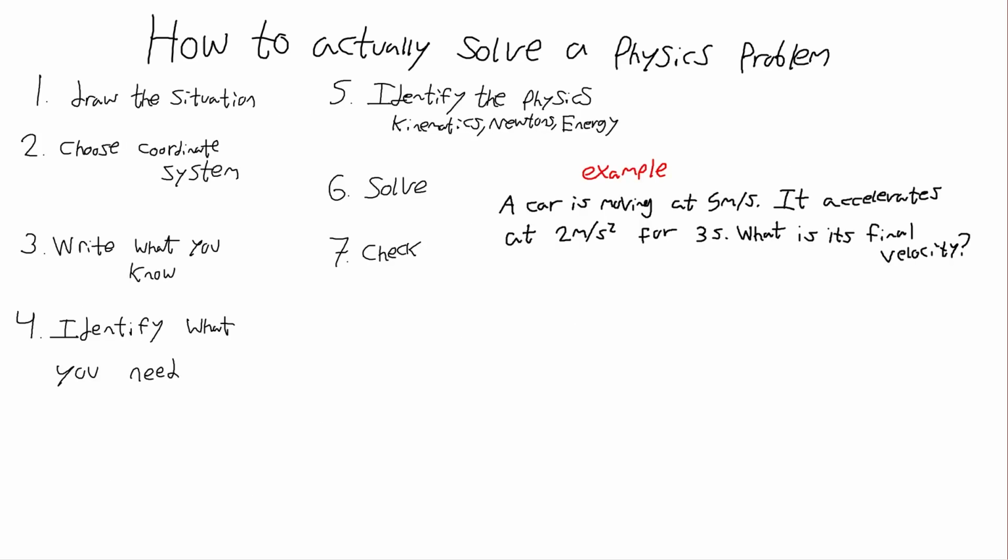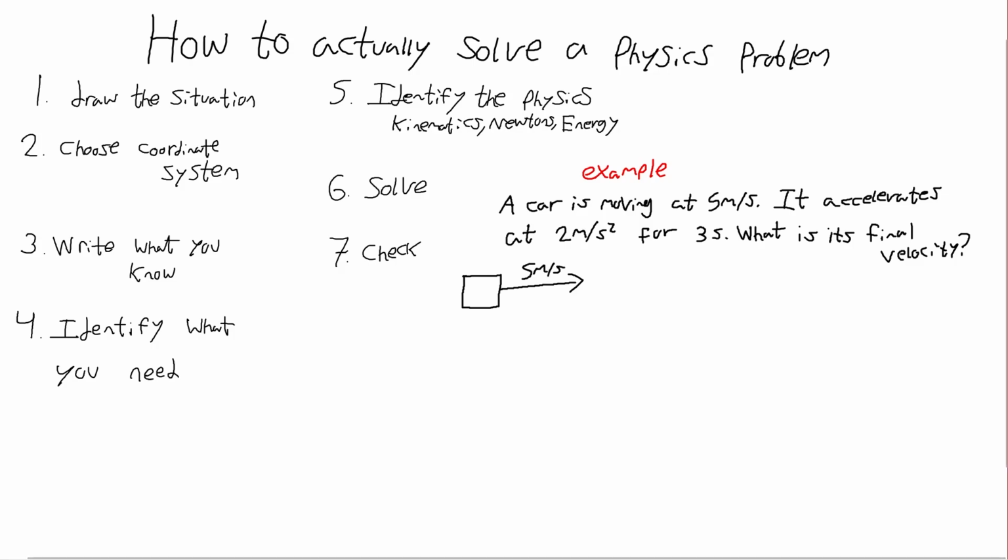Let's do an example. A car is moving at 5 meters a second and it accelerates at 2 meters a second squared for 3 seconds. It wants to know the final velocity of the car. So let's do it step by step. First, what I always do is I draw the situation. You don't gotta do any fancy drawings. I'm a physicist, not an artist. So this block is the car. It's moving at 5 meters a second.